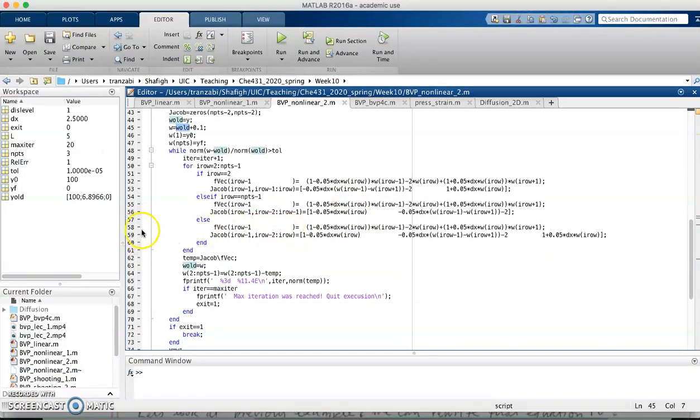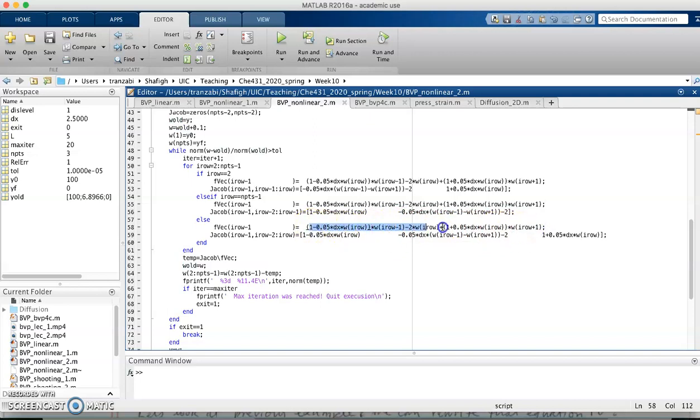Maybe you can see line 58 of my code. Now, the Jacobian line corresponding to this f is going to be, you have to go over every element here and take the derivative with respect to the unknowns. We have 3 unknowns: yi minus 1, yi, and yi plus 1.